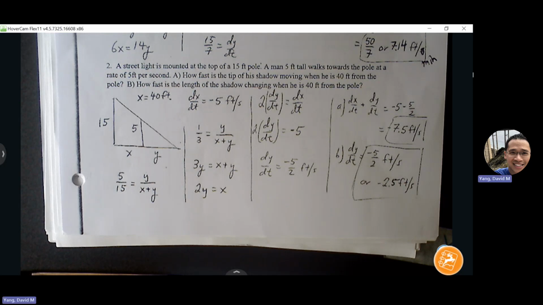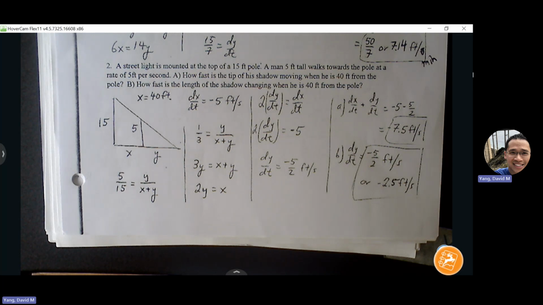The biggest difference with this problem is the fact that he's walking towards the lamppost. So that means dx/dt is going to be what? Negative, right? That distance is decreasing. And as he's walking towards the lamppost, his shadow is also decreasing. That would just come up as you do the calculation. So we're expecting negatives for both dx/dt and dy/dt. But you set it up the same way.